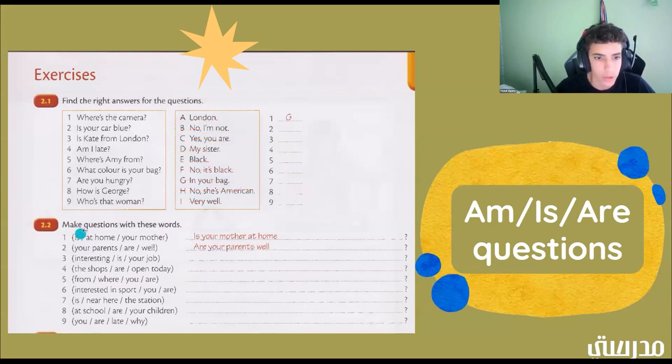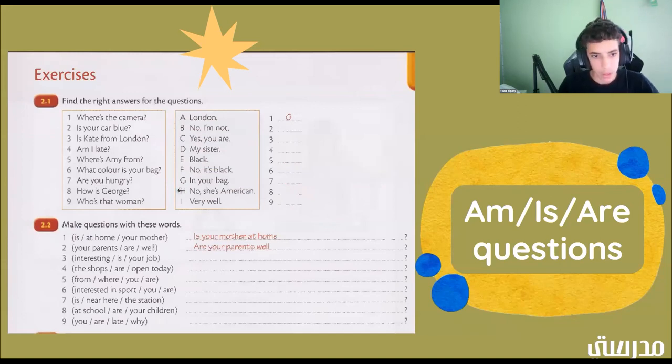Okay, great job, everyone. All right, now we're going to make questions with these words. Okay, so is blank at home your mother? Okay, so we would have to rearrange these into a question. So, and then we would have, is your mother at home? Okay. All right, now we have your parents are well. Okay, but we want to rearrange it into a question. So we would put, are your parents well?